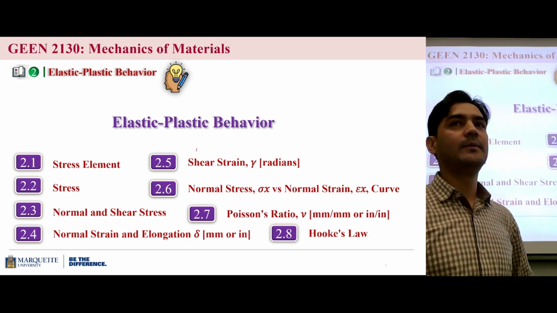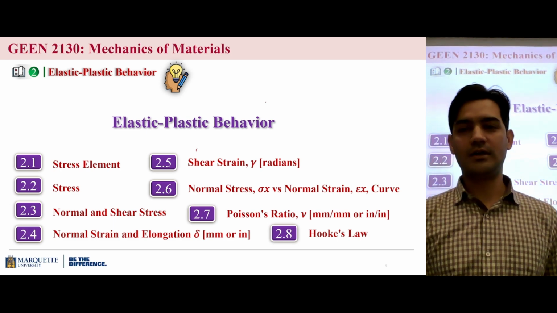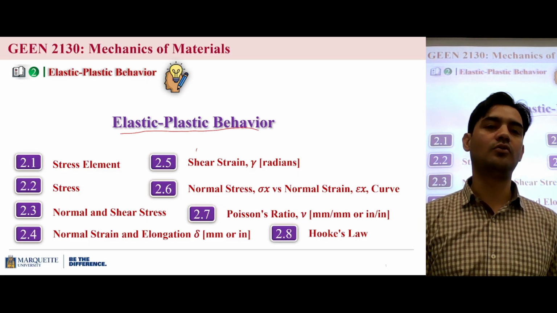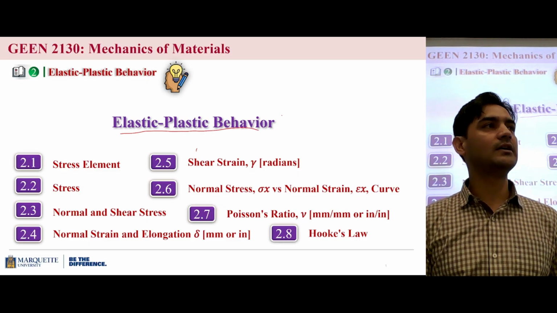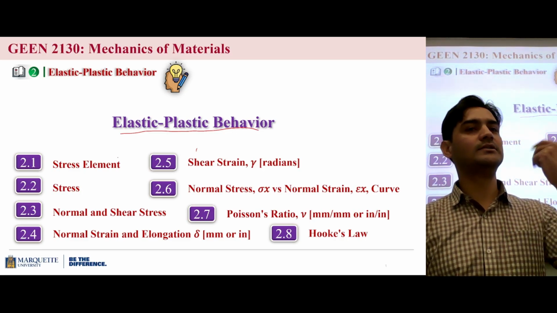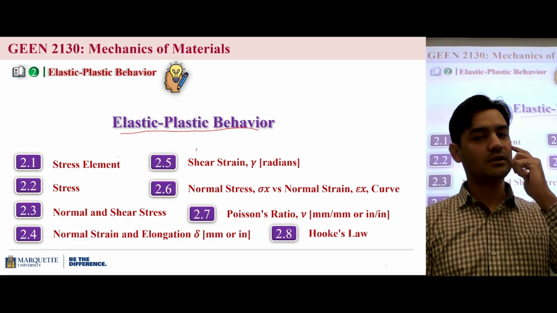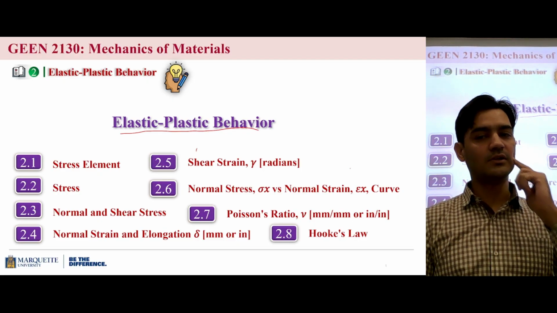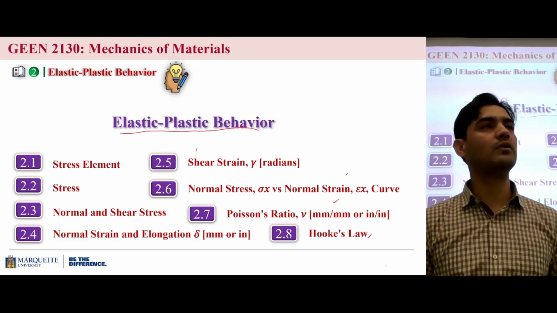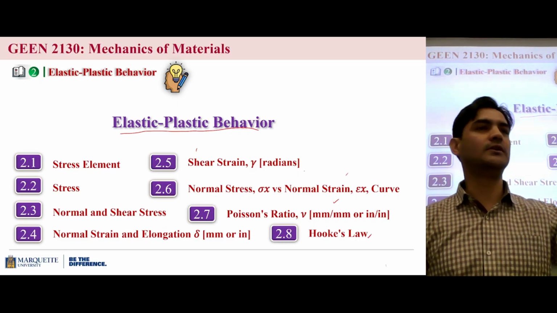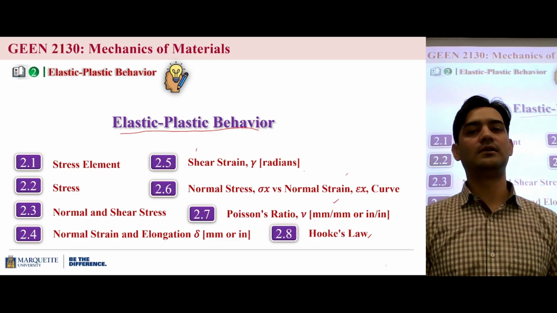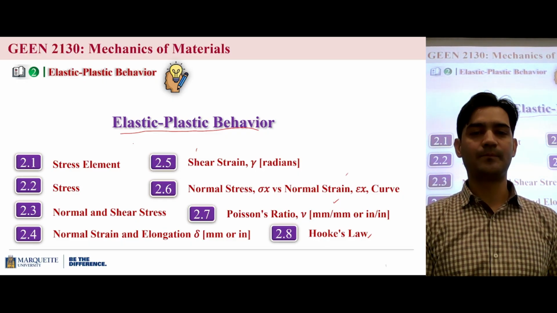Gonna start chapter 2 from today. So this chapter is about elastic behavior or Hooke's law. In this chapter, we will talk about stresses and strains and elongations. We'll also draw a normal stress and normal strain curve. We'll talk about Poisson ratio and Hooke's law. And after discussing these topics, we will do some calculations.